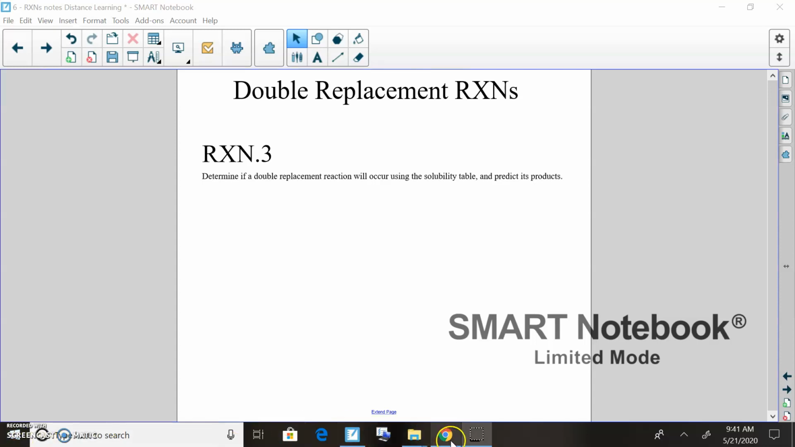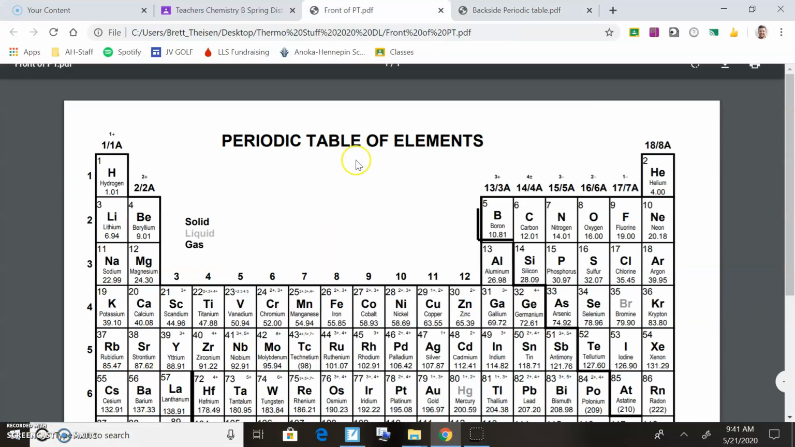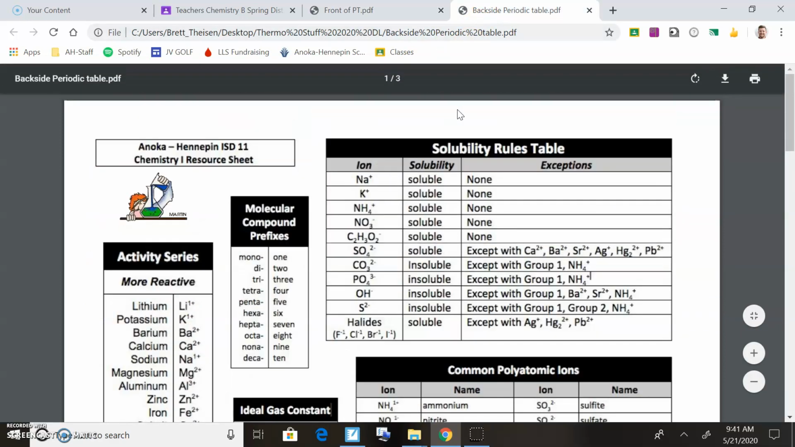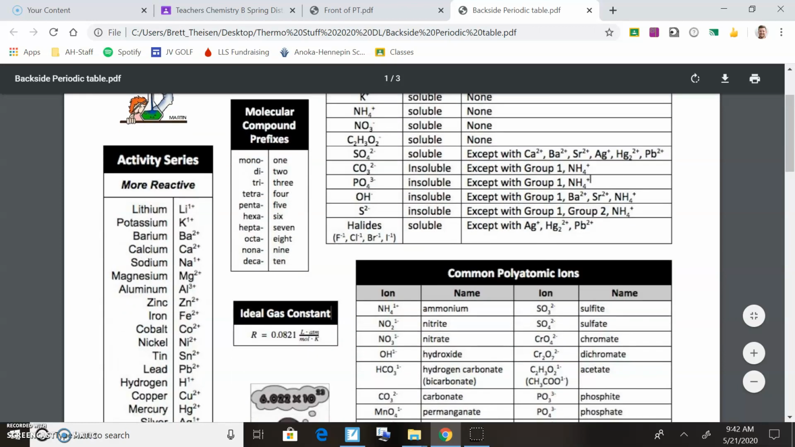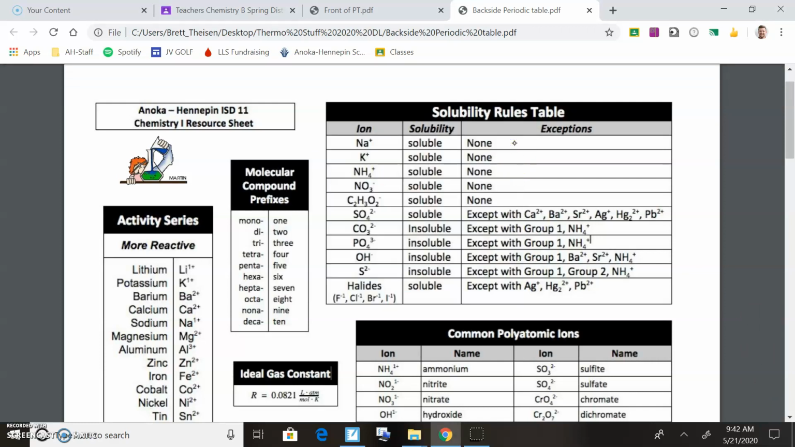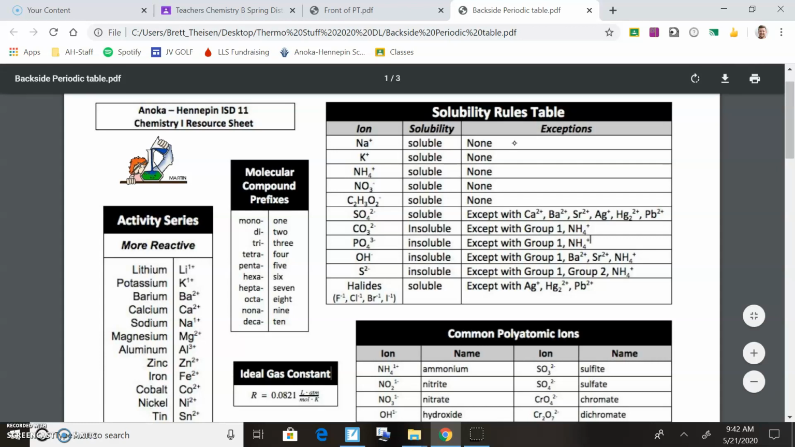Okay, what you'll need for this is the front side of the periodic table and the back side of the periodic table. Primarily with double replacement, we're gonna be looking at this region right here, the solubility table. We'll talk about what that means. We did this for single replacement with the activity series, but we're gonna do this for double.